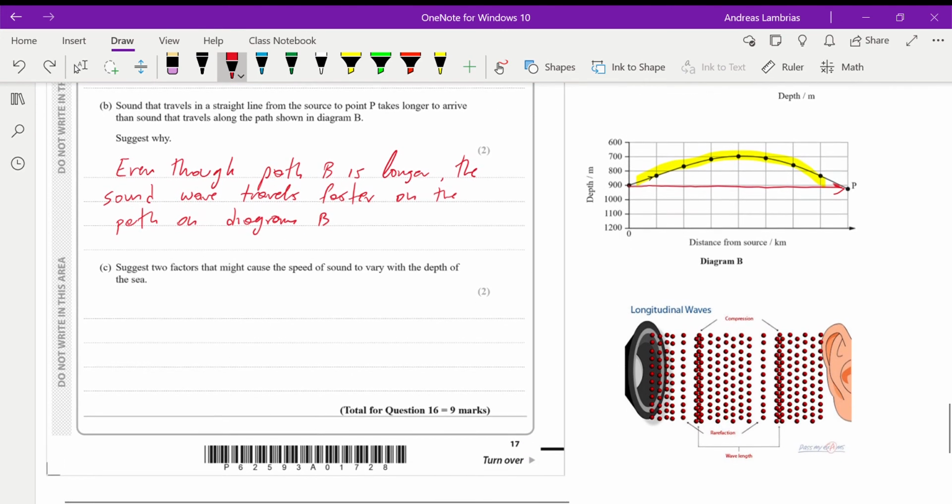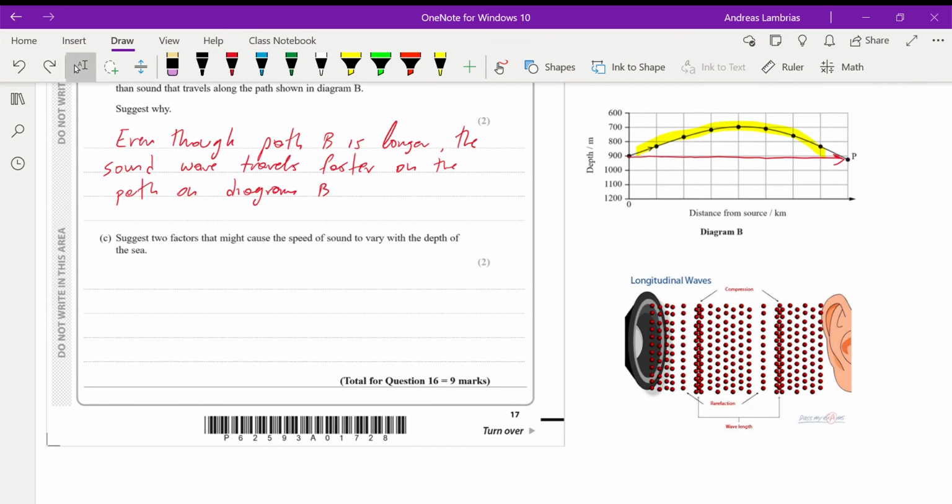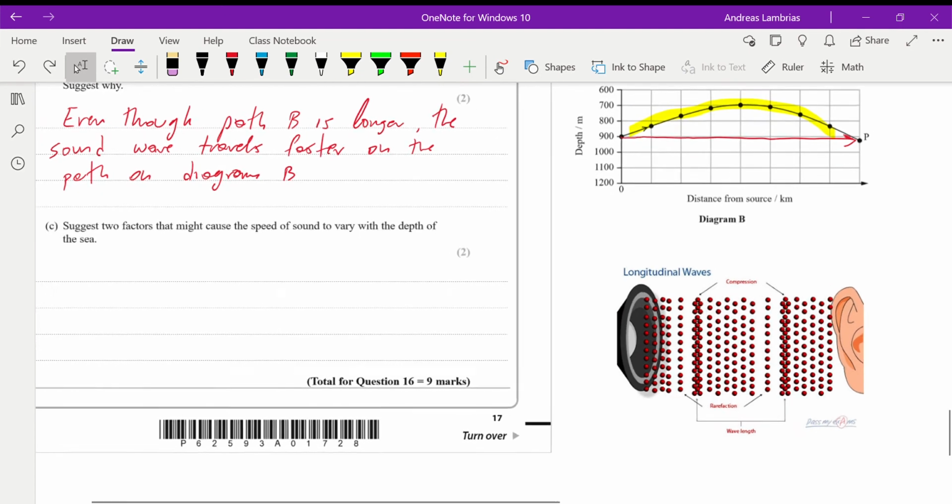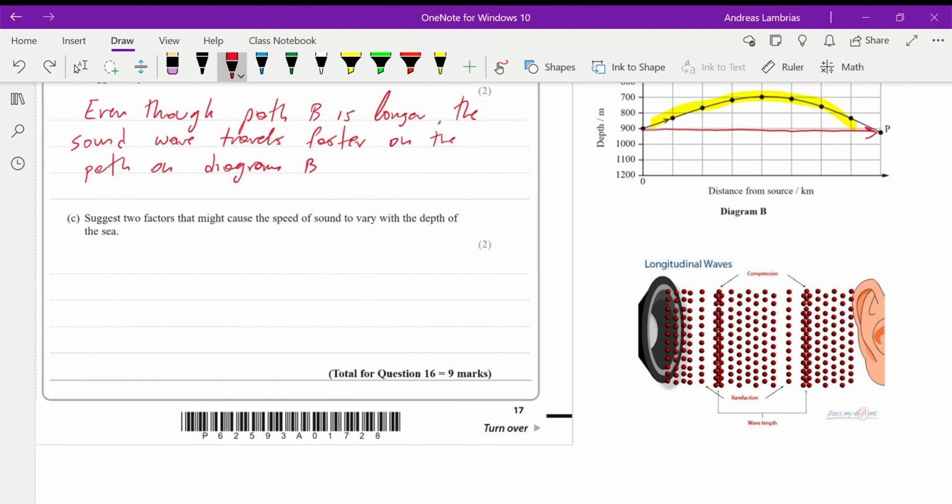And C suggests two factors that might cause the speed of sound to vary with the depth of the sea. Just a reminder, sound is a longitudinal wave. Longitudinal waves need a medium. The way this energy travels is that something causes a vibration of particles, which is the source of the sound, and these particles start to vibrate parallel to the direction of the sound wave. One particle will hit another one, and this disturbance will start traveling as well.